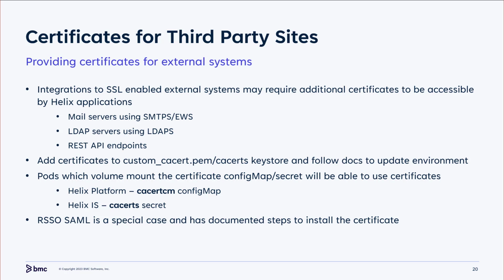And for the Helix IS side, so for example, if you're using the REST API plugin that's part of the Innovation Suite server, that goes into the CA certs file. So you add that to the CA certs key store. That CA certs file is mounted into the various pods that have that functionality or that require that functionality, and those certificates are then available.